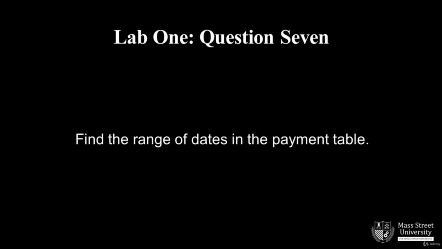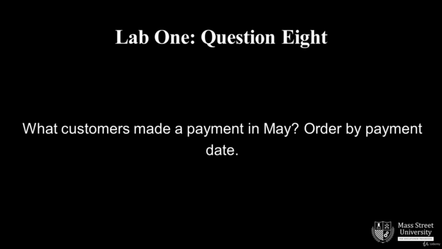Question 7. Find the range of dates in the payment table. Frequently in the real world, we want to see what date range a data set works with. We're basically looking for the biggest and smallest dates. Pause it and come back when you're done. Question 8. What customers made a payment in May? This is the first question where you'll have to write a join to answer it properly. Consult your ERD and determine what tables you need and how to join them. Pause it and see what you can do.